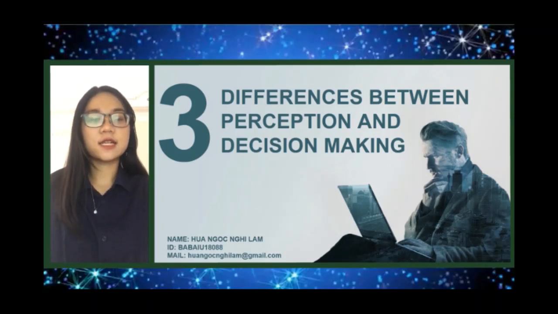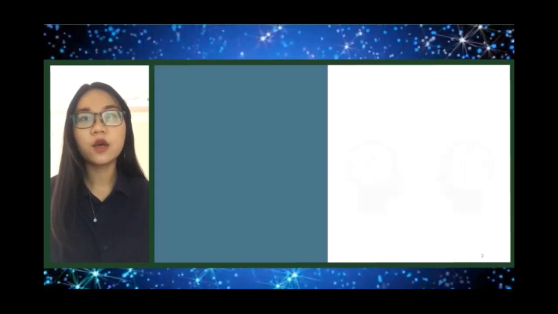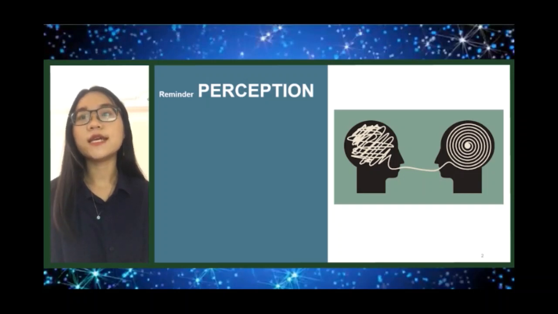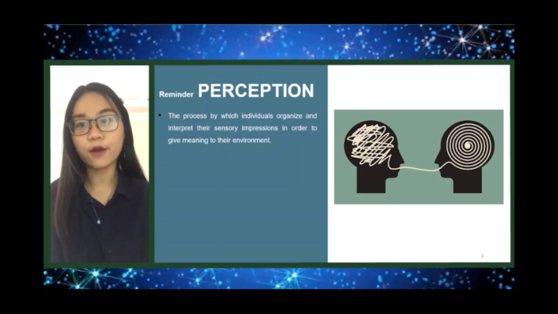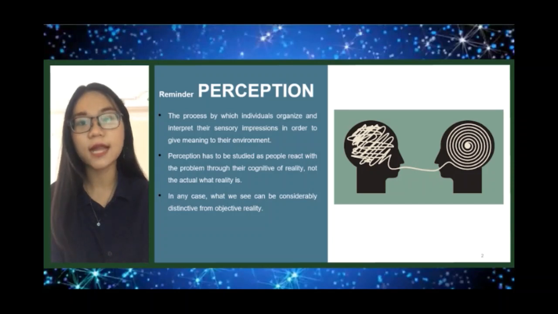So now, first, let's talk about the difference between perception and decision making. I will remind you about the definition of perception, from the last part. As you know, perception is the process by which individuals organize and interpret their sensory impressions in order to give meaning to their environment. Perception has to be studied as people react to a problem through their cognition of reality, not what reality actually is. In any case, what we see can be considerably different from objective reality.